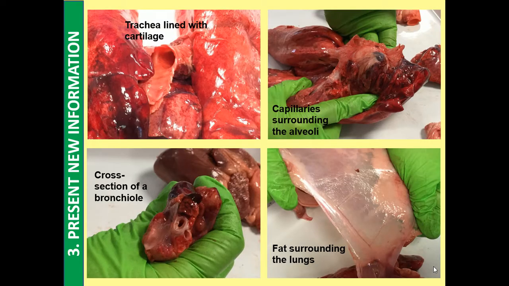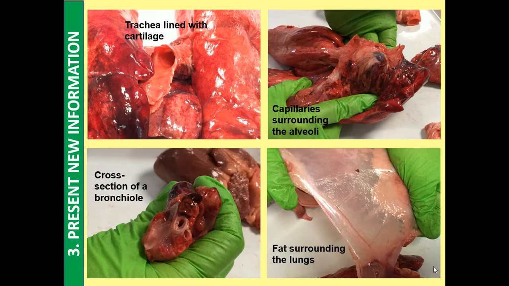And here are some pictures from a dissection I did a couple of years ago. You can see in the top left picture, we can see the trachea there, and it's lined with cartilage, which is the same stuff that's in your ears and in your nose, which helps keep it rigid to keep the air flowing through the trachea so it doesn't fold up on itself.